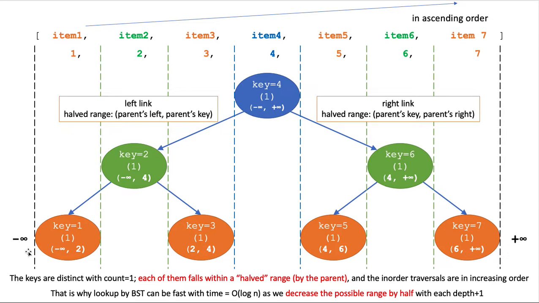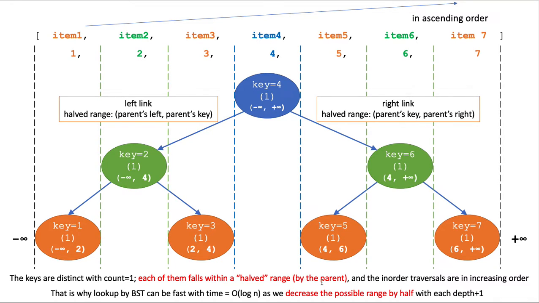Next, we can further halve the search range again. So the left search range will be between negative infinity and 1. But there's no item available here. Therefore, the construction of this left subtree from this child node ends right here. Through this process, we have constructed the whole binary search tree. Importantly, each of the keys falls within a halved search range.